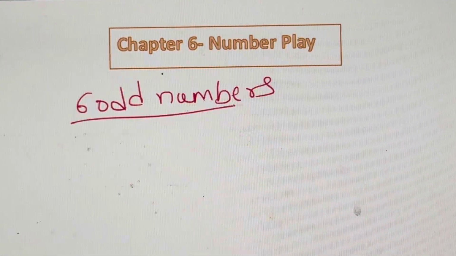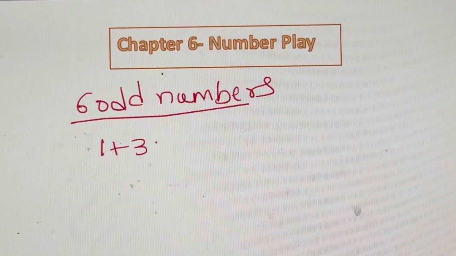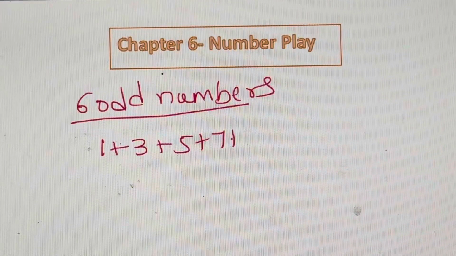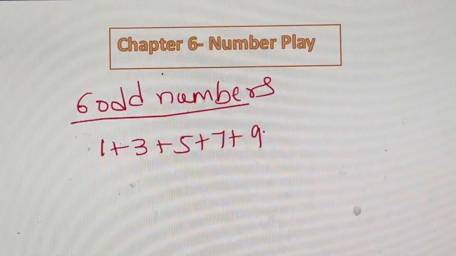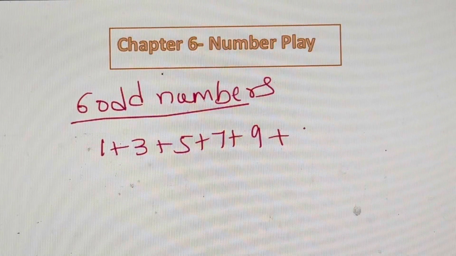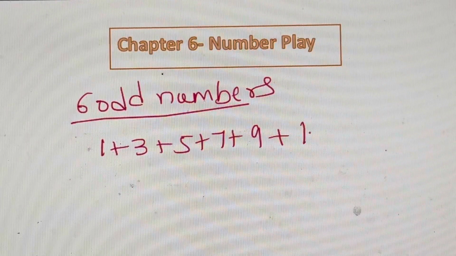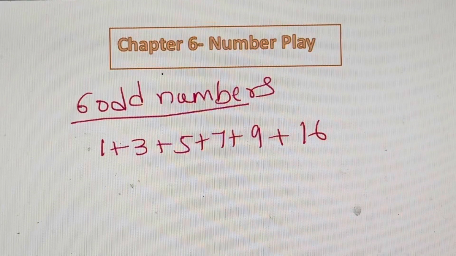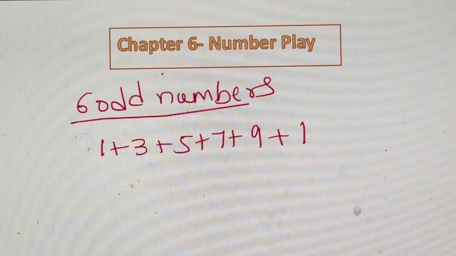So again we take 1 plus 3 plus 5 plus 7 plus 9. This, if you remember, sum of odd numbers gives you a square number. You will not have to add it. So this is 11.